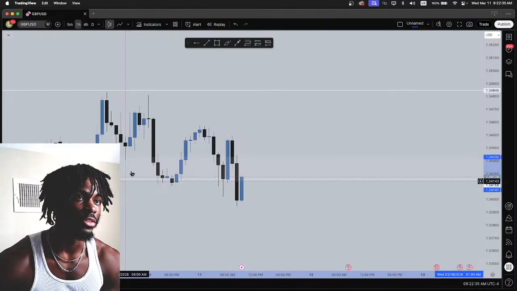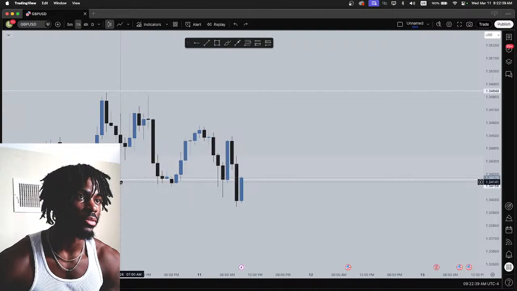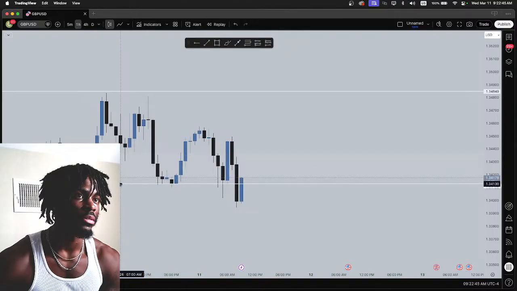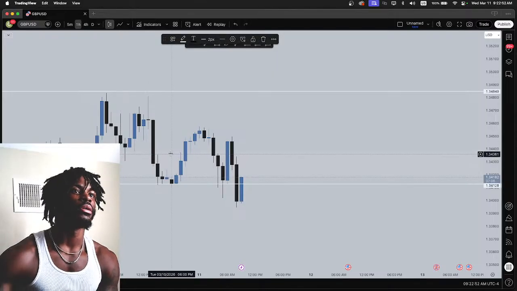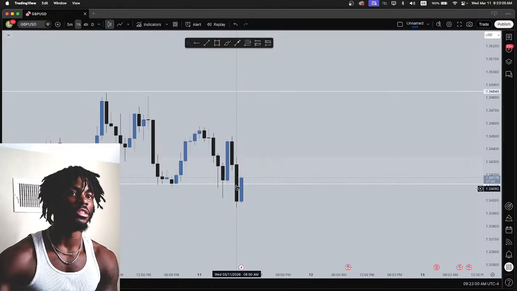Let me even adjust this a little bit so it aligns with more of it. I'll keep it right here. But none of these candles actually close below this area. So what I'll do is this candle finally closed.